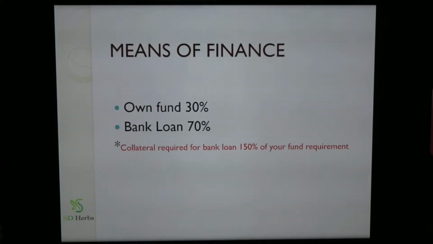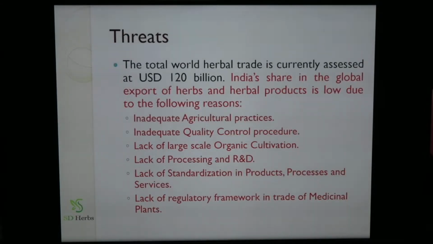Okay, so the finance which we need: your own fund needs to be 30%. If your project costs 15 CR, you must have 4.5 CR in hand. That might be from your friends, family; they can invest with you. Then a 70% bank loan you can get if you have property of 150%. So if you are going to take a bank loan of 5 CR, you must have a property value of 7.5 CR.